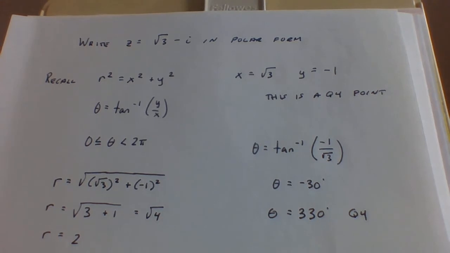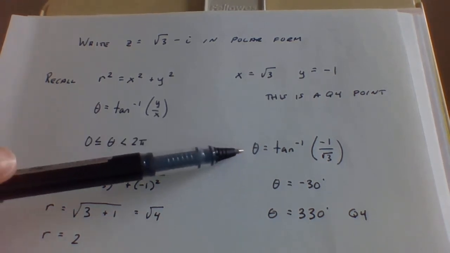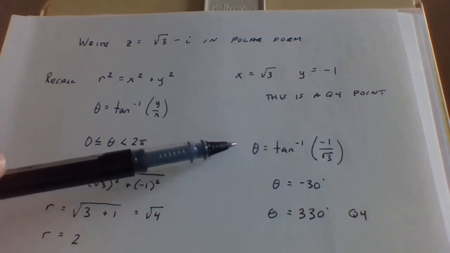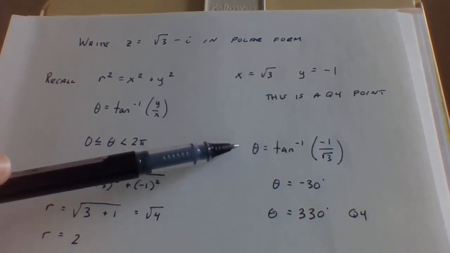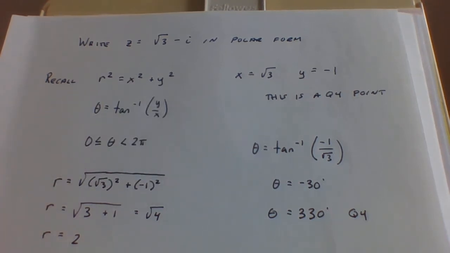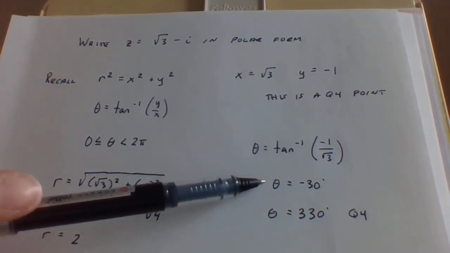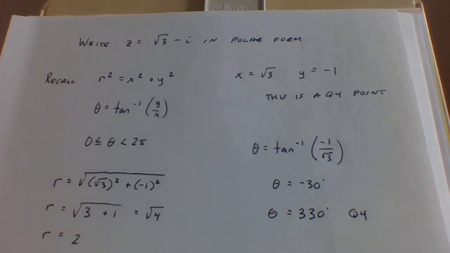And now let's take a look at solving for theta. I'm going to use my inverse tangent formula. I've got inverse tangent of negative 1 over radical 3. And I'm going to work in degrees. When I calculate that out, I'm going to get a theta value of negative 30 degrees.